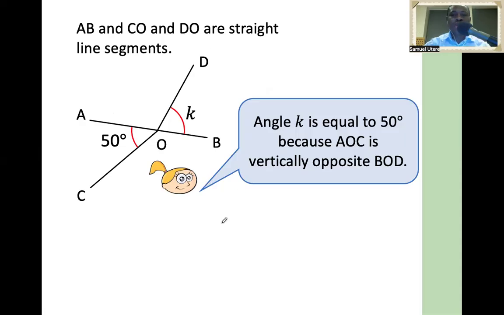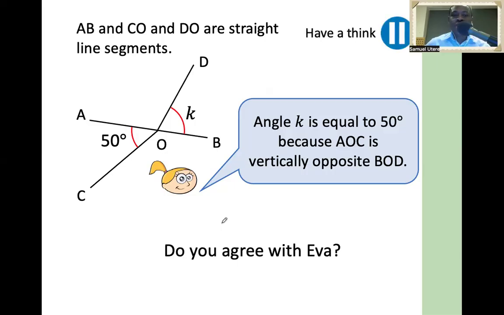Have you noticed the mistake? Have a think about what we learned about vertically opposite angles. Well, we learned that vertically opposite angles only work when the line segments are actually straight. Have you noticed that the line segments CO and OD, or CO and DO, are not actually straight? They're not a continuous line.